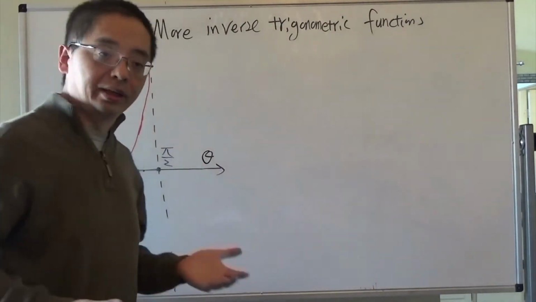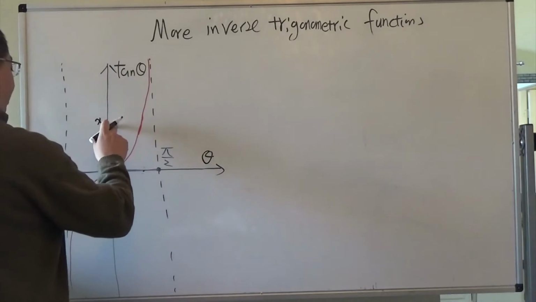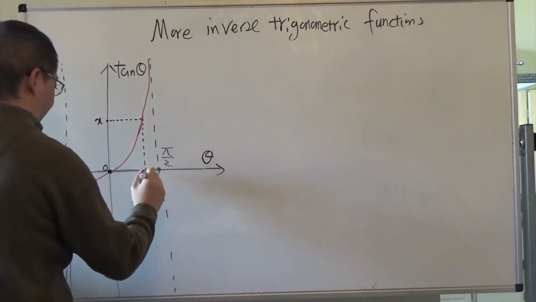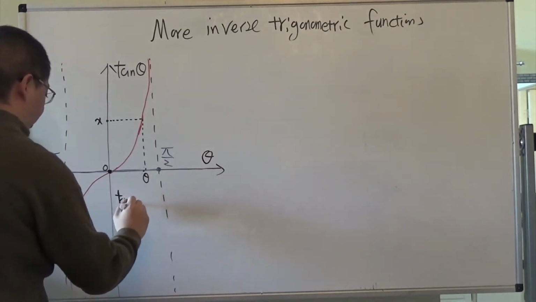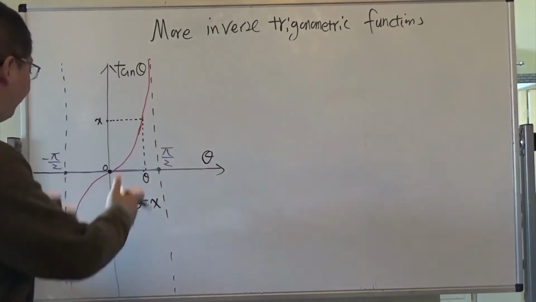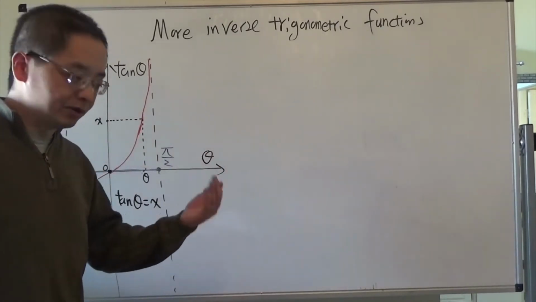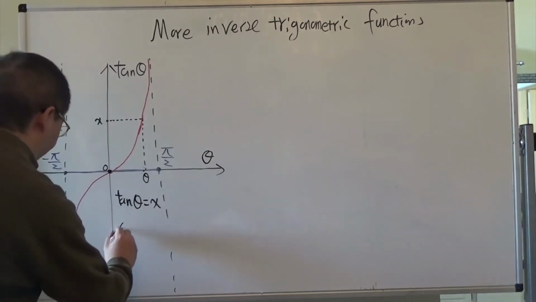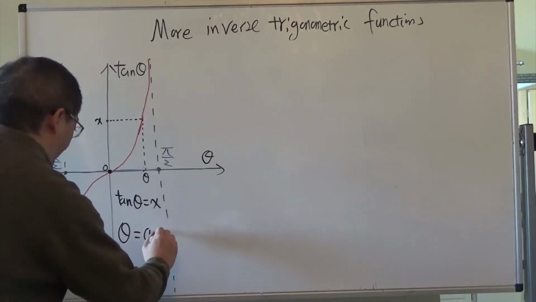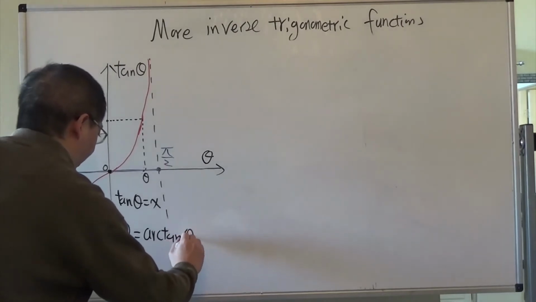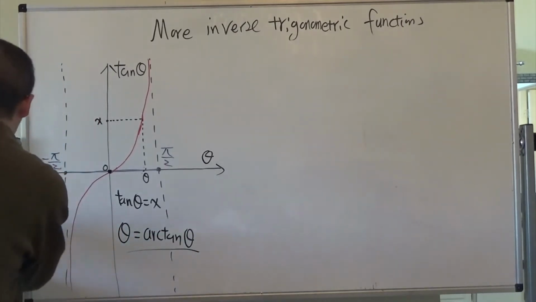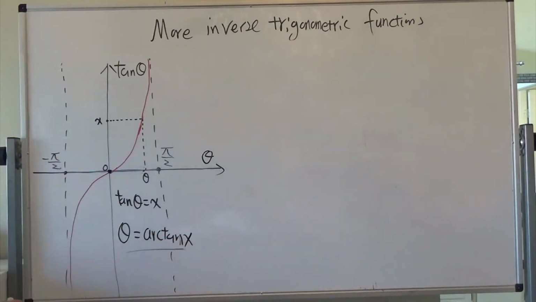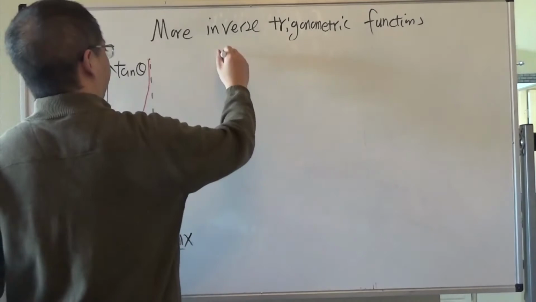Therefore, we can define the inverse. Say I pick the value x here, and then we find the corresponding theta such that tangent theta equals x. Now, if we limit the range to between negative pi over 2 and pi over 2, there's only one theta with the given tangent value. And for this theta, we just write it as arctangent x. Okay, now by definition, so this is the definition.